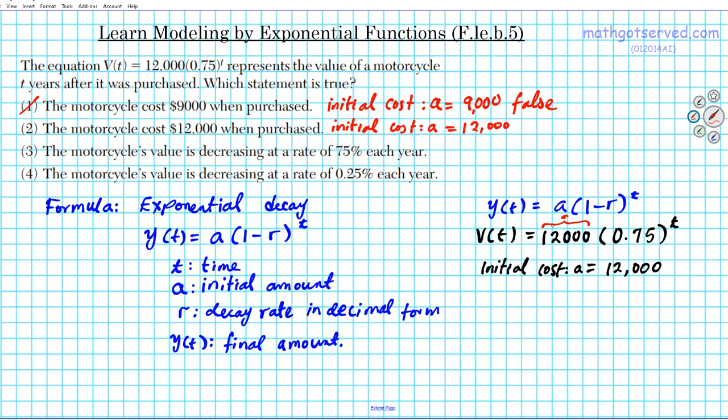Well, what does the equation tell us? A is 12,000. The initial cost is 12,000. This statement is absolutely true. So the answer to this question is option number 2.